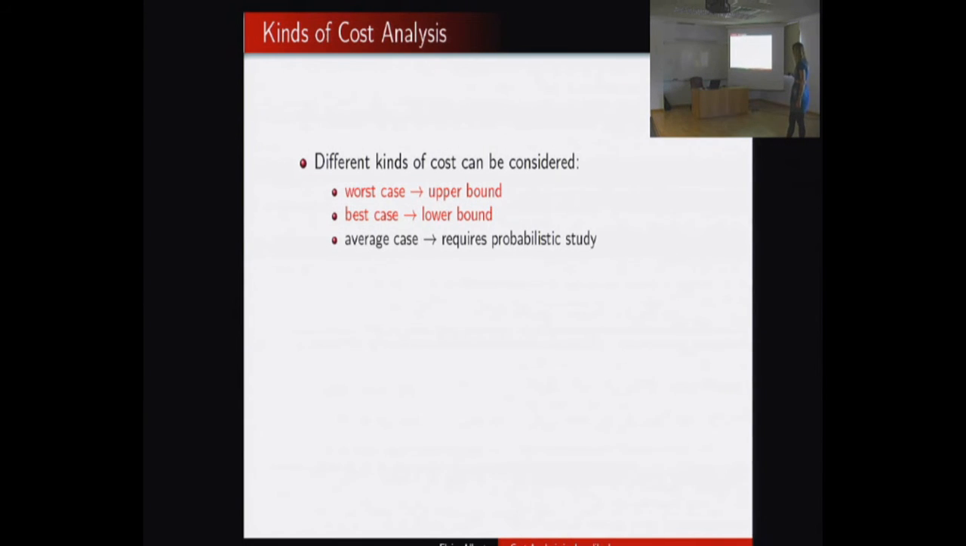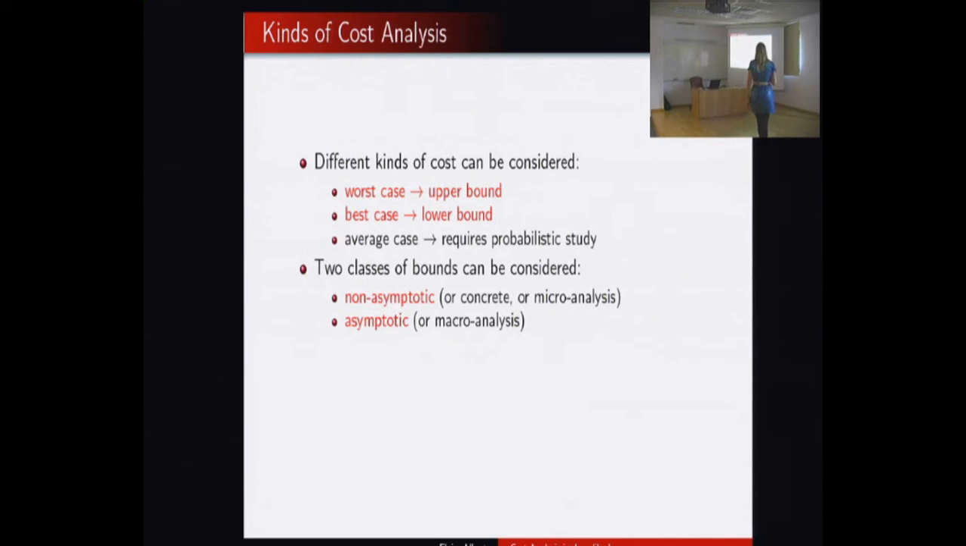We can also do lower bounds on the best case cost, and those can be useful, for example, in the context of distributed and parallel programming, because before parallelizing a task, we want to be sure that it consumes enough resources. Otherwise, the cost of parallelizing can be larger than actually executing the task locally. And there are other kinds of cost analysis that could be done that we do not do, like average cost. This would require some probabilistic study.